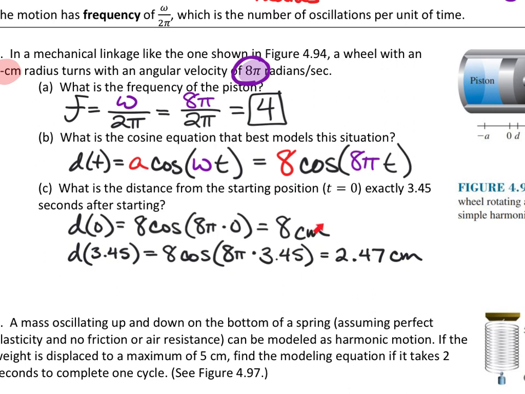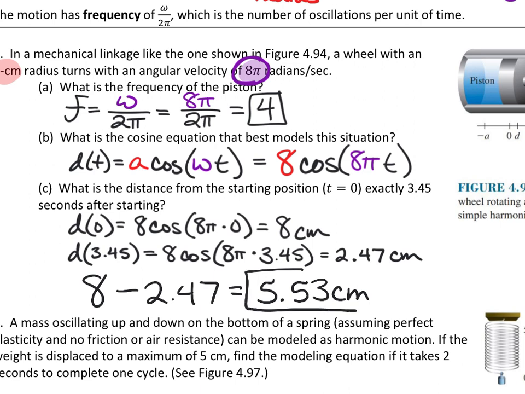You're like, that's a great question, Miss Quigley. We started this. Time 0 is our start. How far were we when we started? 8 centimeters. How far were we when we measured 3.45? So we just want to subtract those and get 5.53 centimeters. That's how far from the starting position this piston is at this moment in time.